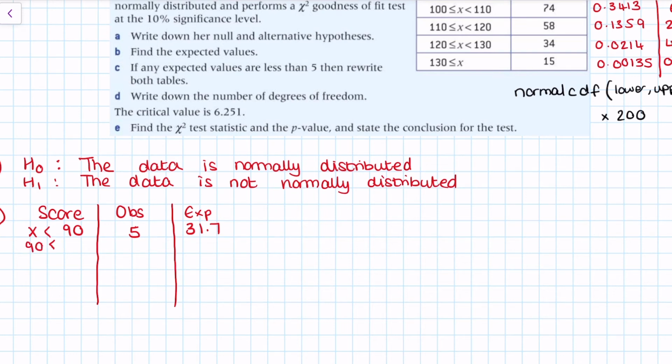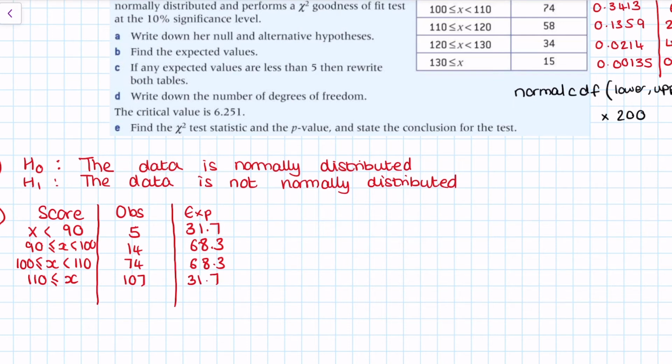The 90 to 100 is fine. The observed is 14, expected is 68.3. 100 to 110, 74 for observed and 68.3 for expected. Now the last one, we need to combine the last three, so this one it will just be that x is greater than or equal to 110. We add all the observed for the final three, which would be 107, so 58 plus 34 plus 15. Add up all the expecteds and we would get 31.7.